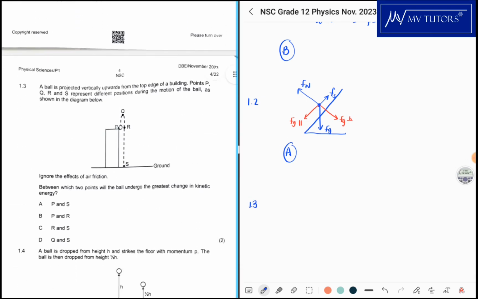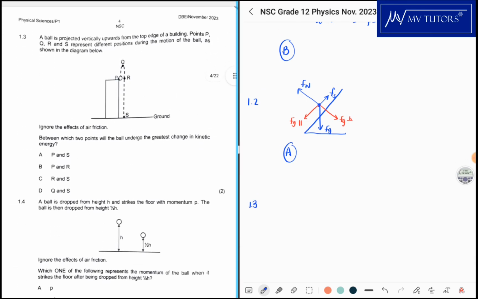1.3. A ball is projected vertically upwards from the top edge of a building. So it's projected vertically, right? There's an initial velocity. Points P, Q, R, and S represent different positions during the motion of the ball, as shown in the diagram below. Ignore the effects of air friction. Between which 2 points will the ball undergo the greatest change in kinetic energy?